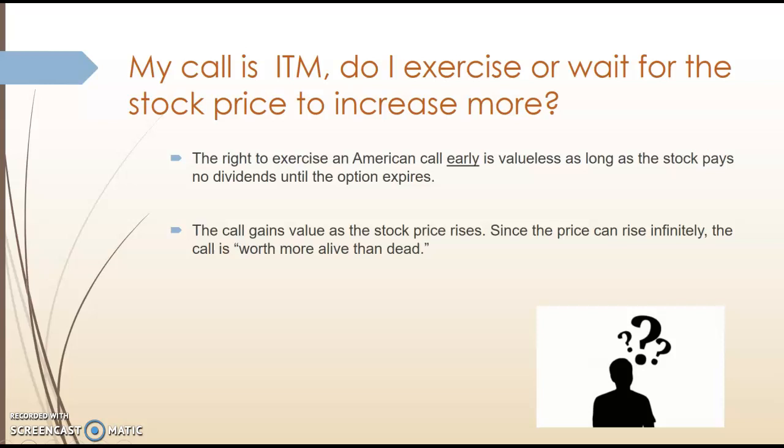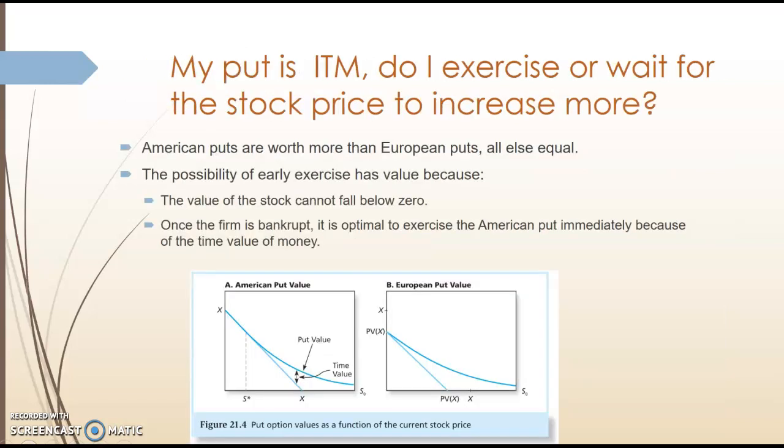But if it's an American option, you could exercise early. But what we end up discovering is that there's no point in exercising early as long as there are no dividends that will be received until after the option expires. The call gains value as the stock price rises because the price can rise indefinitely. The call is said to be worth, quote unquote, more dead than alive. In other words, you would not rationally exercise a long call early, even if it's an American call option and you could. It's different though for put options.